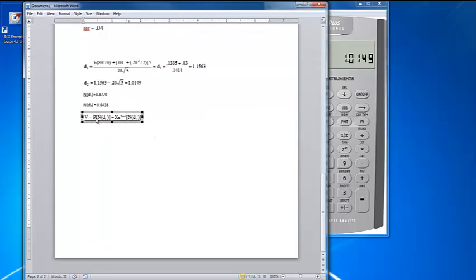So the price is $80. The normal distribution of d1 is 0.8770. The exercise price is $70. The risk-free rate is 4%. Time is 0.5. And then the normal distribution of d2 is, excuse me, 0.8438.